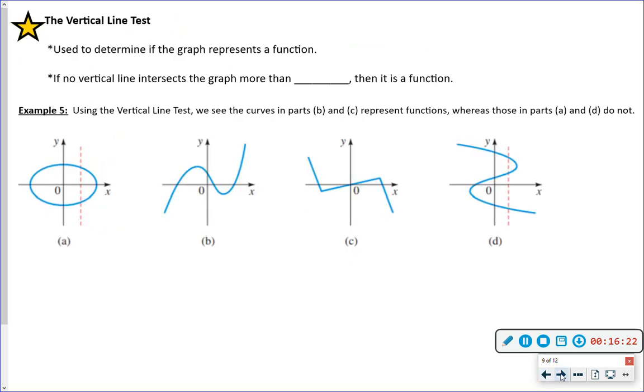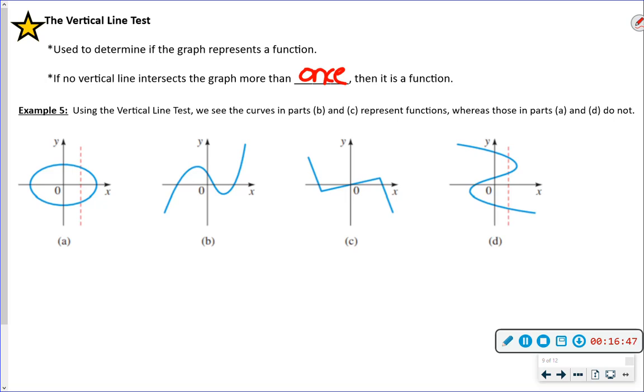Okay, man, my artistic skills need some serious work. Now, next thing, vertical line test. It's the same thing from 8th grade math. Use it to determine if the graph represents a function. If no vertical line intersects the graph more than once, then it is a function. There's really not a lot for you to write here. I just wanted to show you some pictures, and clearly they've got some nice vertical lines drawn on them.